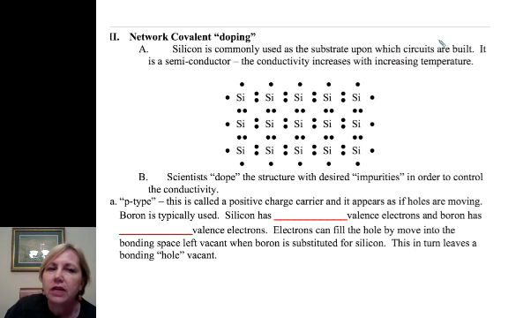We talked about metallic, and now we're going to do our network covalent, and then we'll talk about ionic and molecular covalent. So one of the issues with mixtures for network covalent is something called doping.